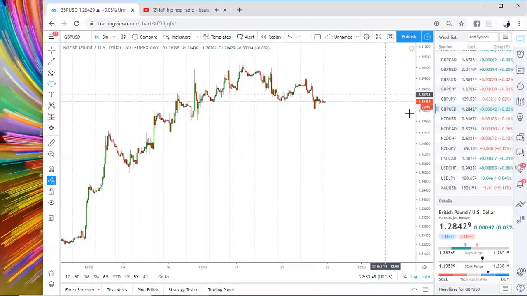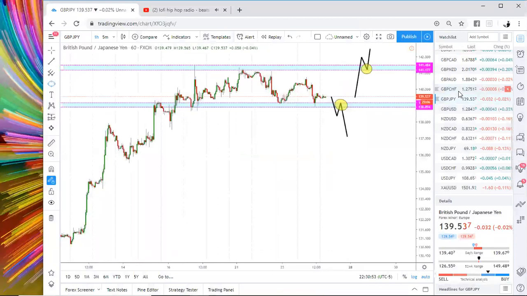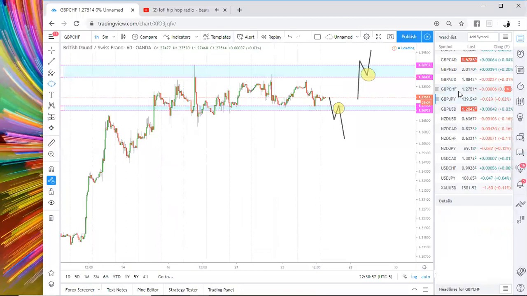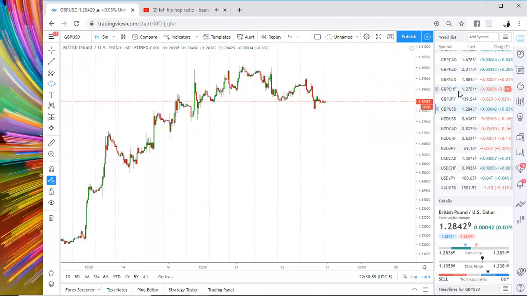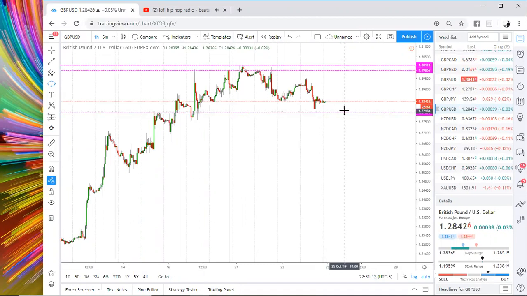Oh my goodness. GBP CHF, GBP JPY, and GBP NZD. Look at how similar all 3 of these are. Boom, boom, boom. All pretty much the same. Isn't this wild? So now you have 3 times the pips, 3 times the trades.